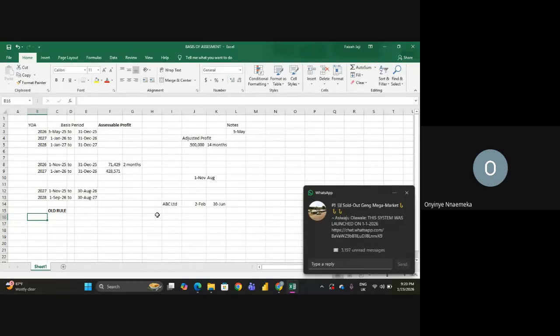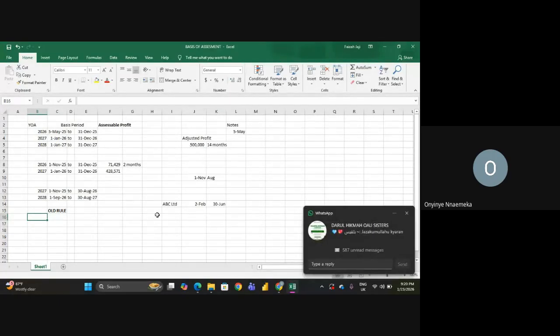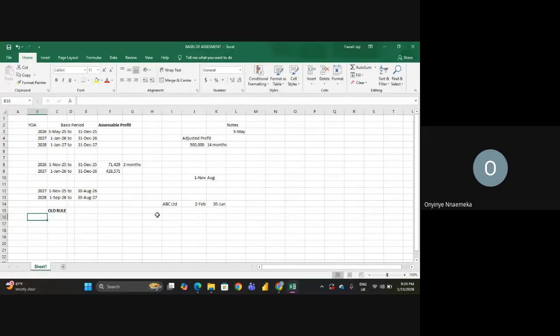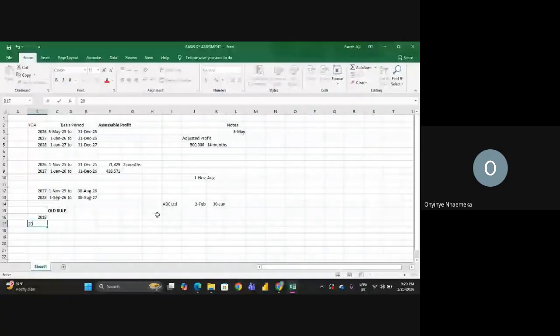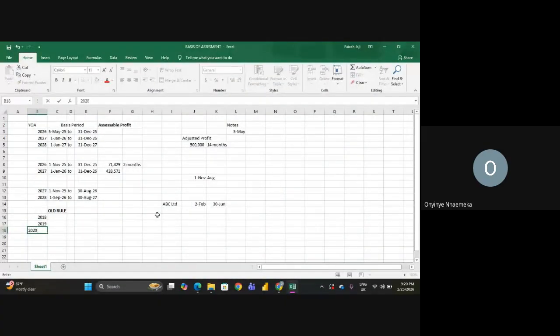So now, following the old rule, year one says from the date of commencement to the end of that particular year. And the year, let's use 2018. So you write your dates: 2018, year one, 2019, year two, 2020, year three. Now the basis period will differ because we are following different rules. The year one says date of commencement to the end of the year. When did they commence business? February 2nd, 2018.